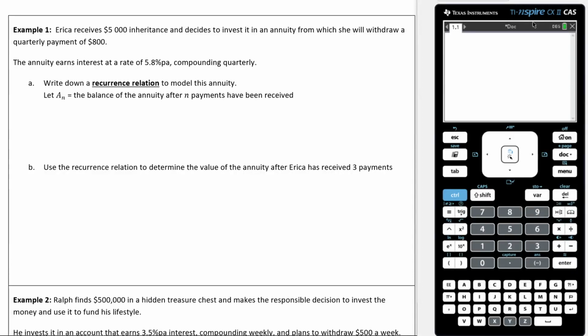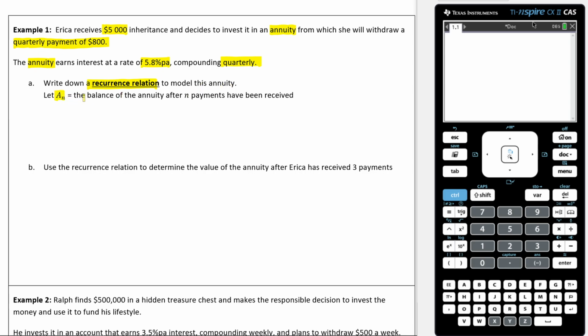Okay, let us answer this question before us. It says Erica receives $5,000 inheritance and decides to invest it in an annuity from which she will withdraw a quarterly payment of $800. The annuity earns interest at a rate of 5.8% per annum, compounding quarterly. A. Write down a recursion relation to model this annuity.